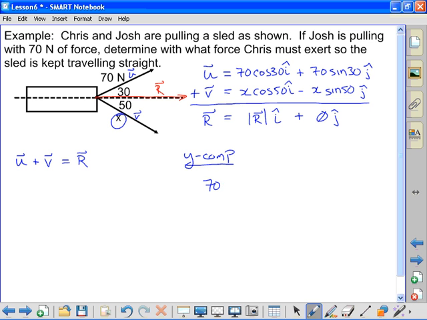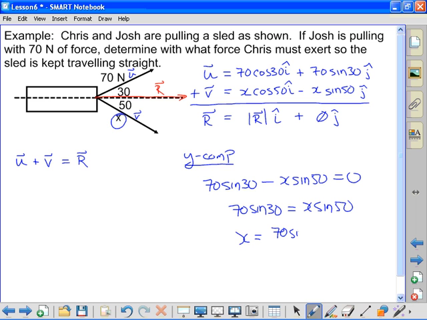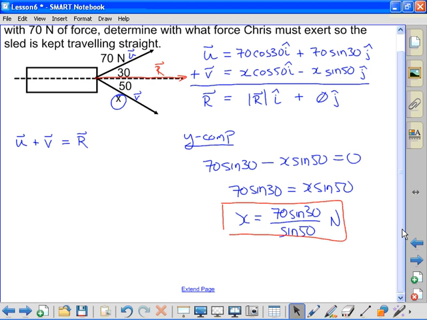So I would have 70 sine 30 minus x sine 50, and it's going to equal 0. Rearranging, 70 sine 30 equals x sine 50. x equals 70 sine 30 divided by sine 50. And that's newtons. And again, no calculator. There's the final answer, and we're done because we found the value of x. So in this case, all of a sudden the algebraic method doesn't look so bad, and the geometric method would have worked just fine as well.